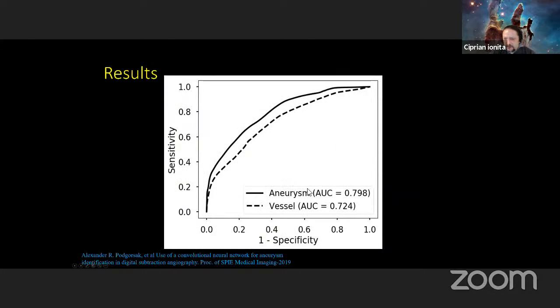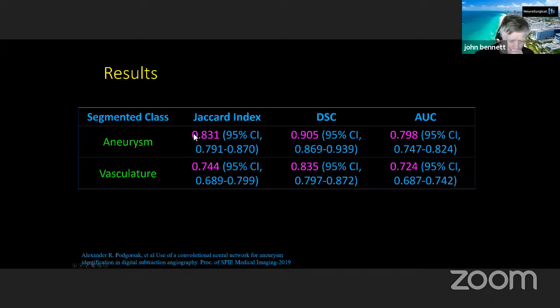Area under the curve for aneurysm neck detection or the aneurysm sac detection is 0.798. When you look at the Jaccard indexes, it is in the area. Again, these are overlap, dissimilarity coefficients, area under the curves. They're in the clinically acceptable area, and the confidence interval is pretty tight nonetheless.